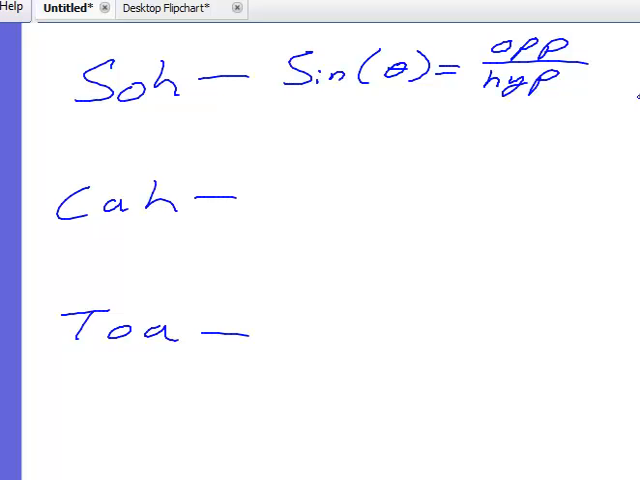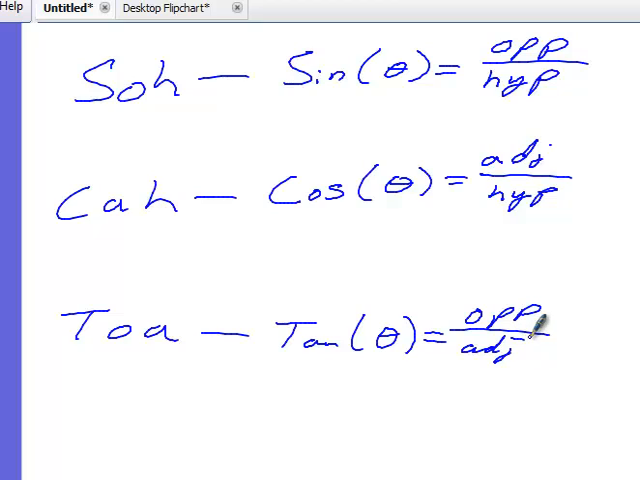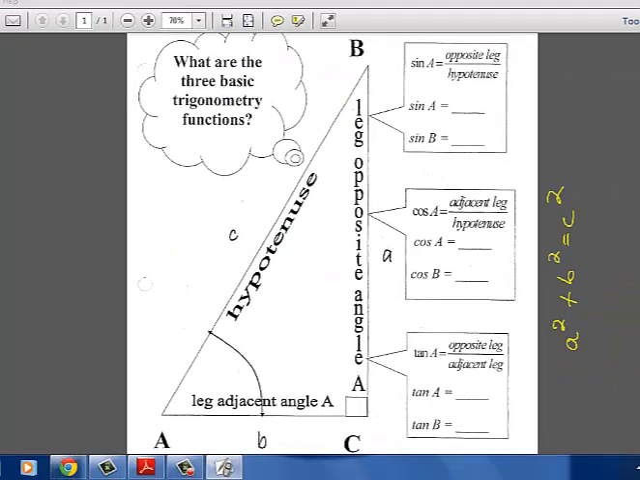Yes, no, maybe? All right, so what does the CAH stand for? Cosine of theta is going to be equal to what? Adjacent over hypotenuse. Right, so CAH: cosine equals adjacent over hypotenuse. And then what's TOA? Tangent of theta is opposite over adjacent. All right, so you guys remember all this stuff from geometry, maybe? So back to the sheet that I gave you.